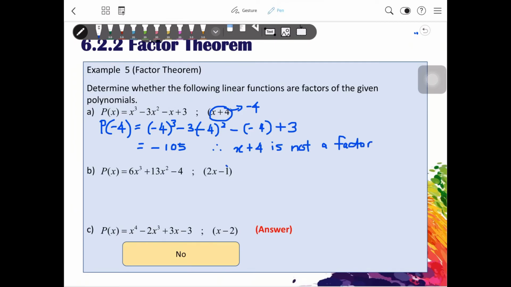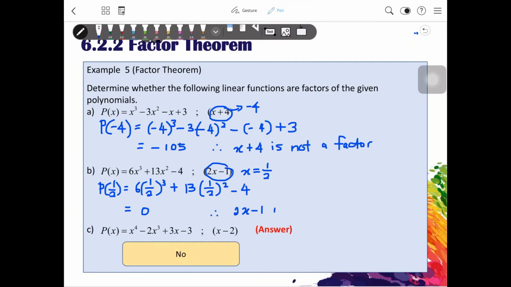Let's try question B. For this, you will substitute x equals 1 over 2. So p(1/2), you will put in the x, (1/2) cubed plus 13(1/2) squared minus 4. When I use the calculator, I got 0. So I will say, therefore, 2x minus 1 is a factor.